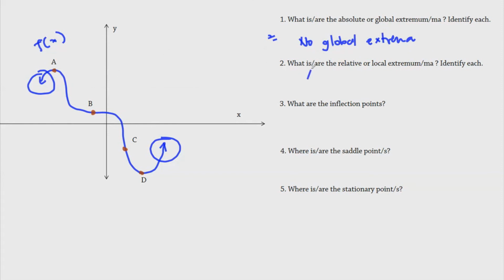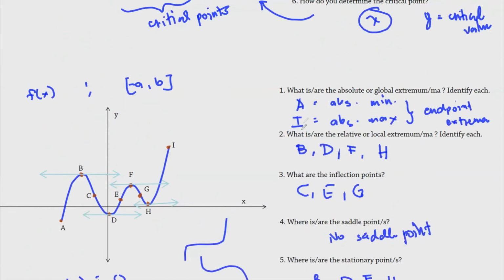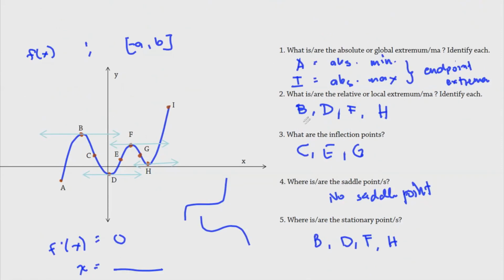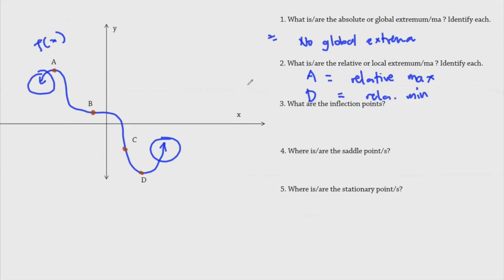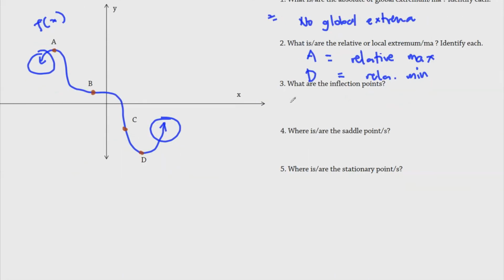So yung sinabi niyo kanina, as if may sinabi kayo, no? So A and D would be considered relative extrema, and then for A, pag identify natin yung A, we have this one is a relative maximum, and then D would be a relative minimum. Okay? So for number 3, what are the inflection points? By the way, I didn't identify the points here. So B and F are relative maximum, and then D and H would be relative minimum. Okay, so going back, so number 3, what are the inflection points?